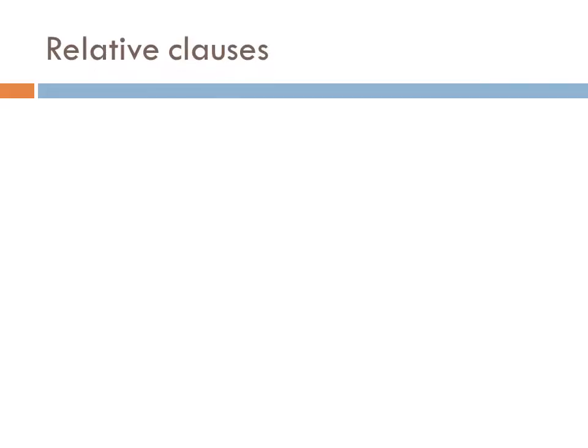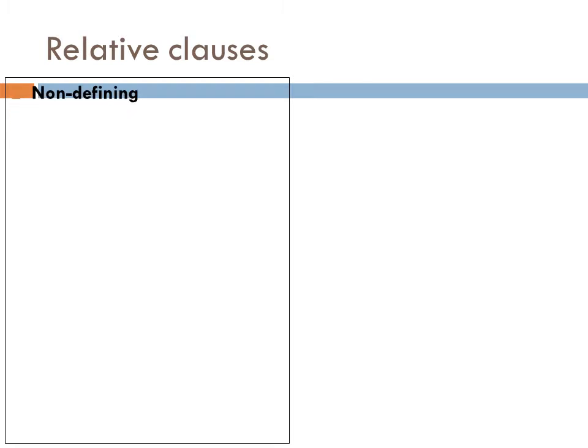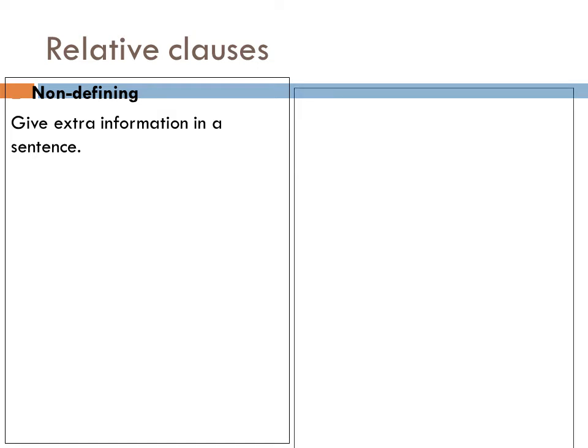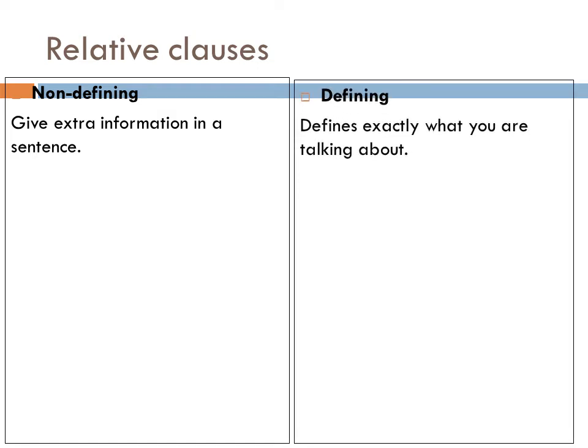Relative clauses. We find so many relative clauses. We use certain words: who, when, where, which and many others. But there are 2 categories. One is non-defining, which gives extra information in a sentence. The other is defining. It defines exactly what you are talking about.